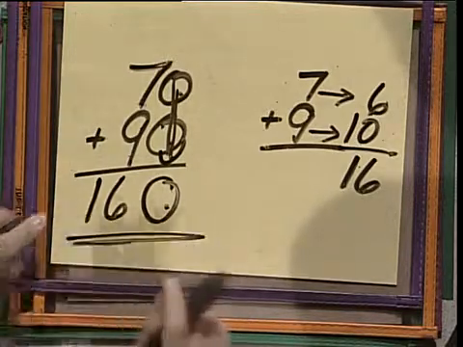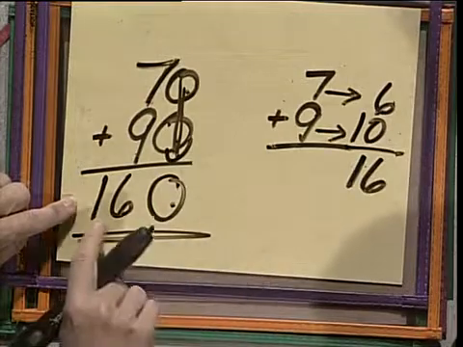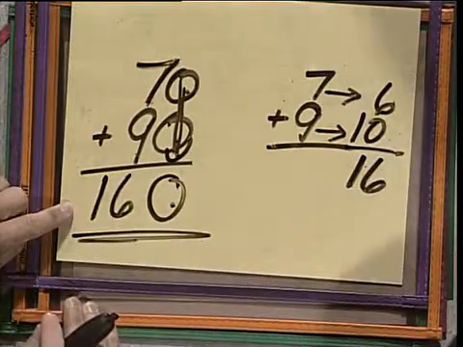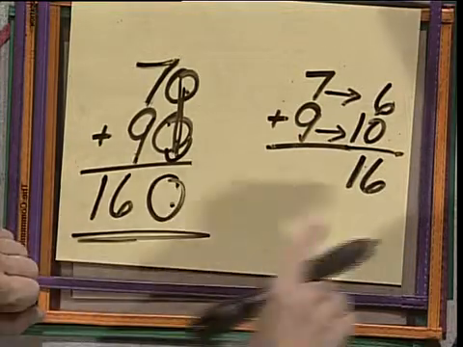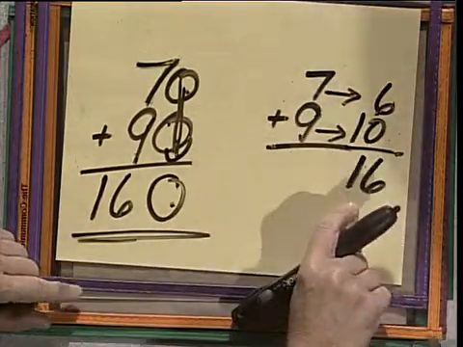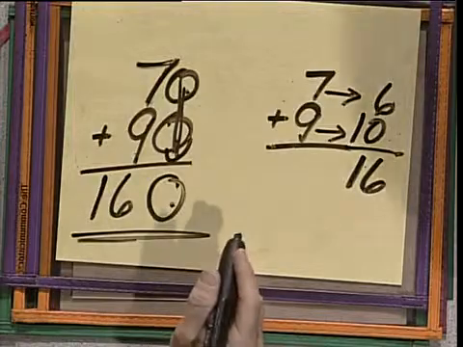And what's our final sum? What's the sum? What do these equal? 160. Exactly. All right, 160. So with no zeros, it equals 16. With 1 zero, it equals 160.